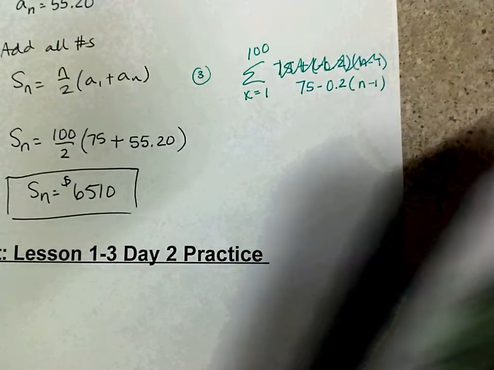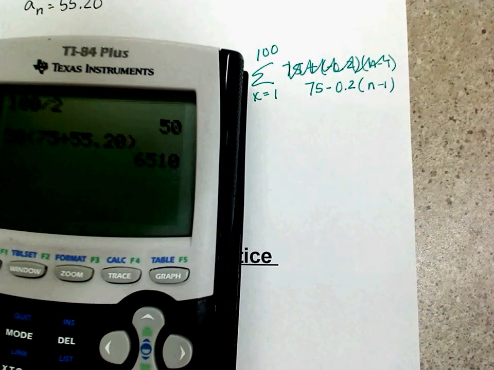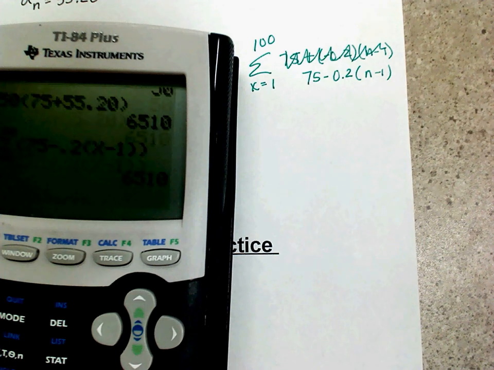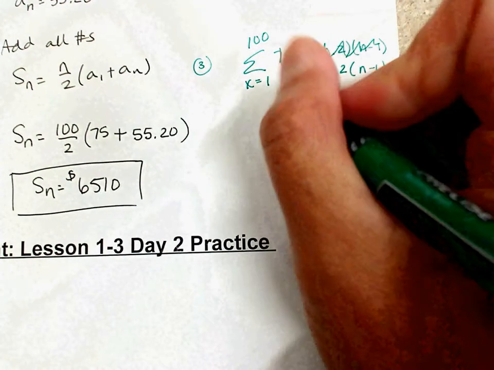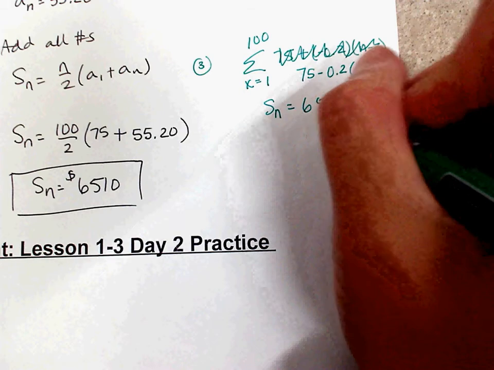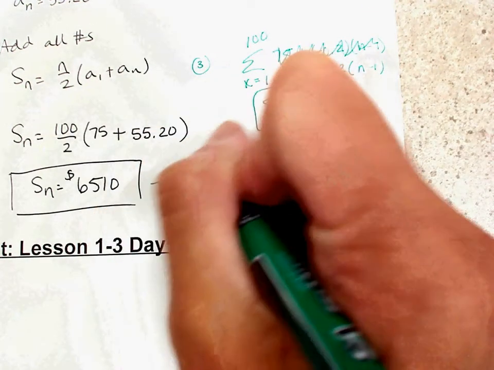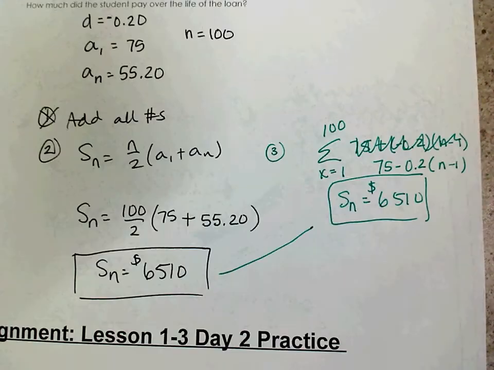All right, so here we go. Alpha window number 2, x1 going out to 100. Formula 75 minus 0.2 parentheses x minus 1. $6,510. Remember, the dollar sign goes in front. Do you see how it doesn't matter which way you do it? Depends on what is given to you, and then you're going to solve.